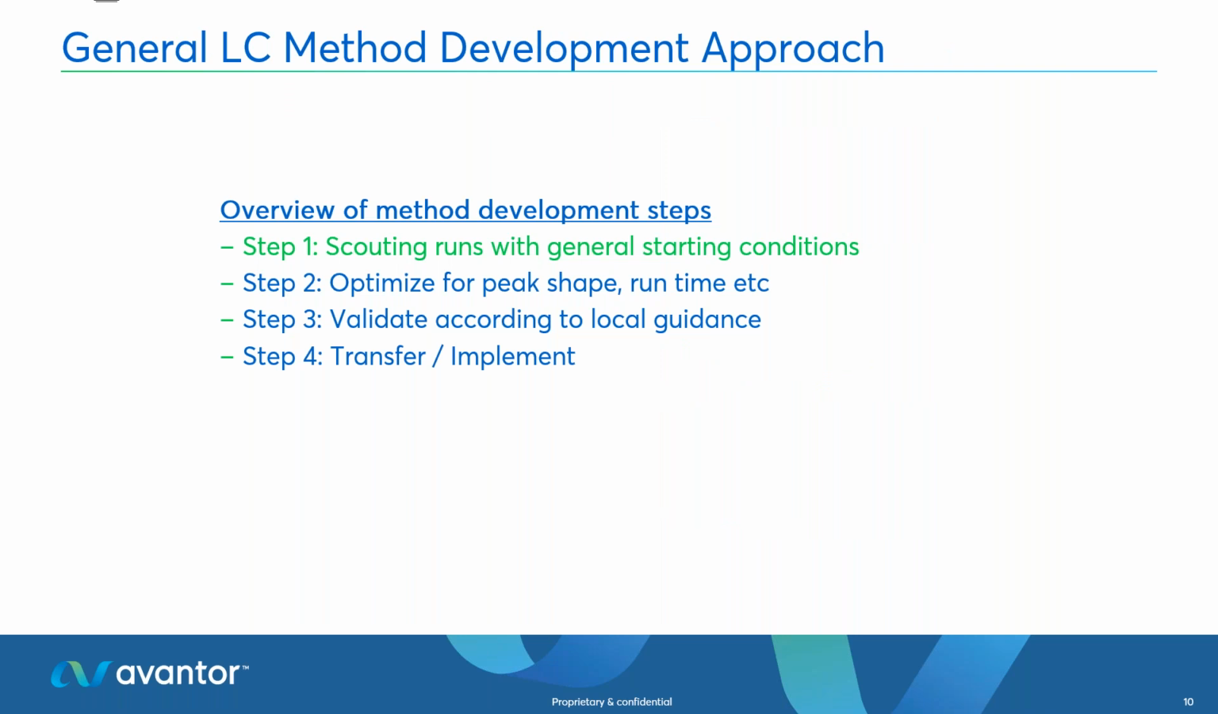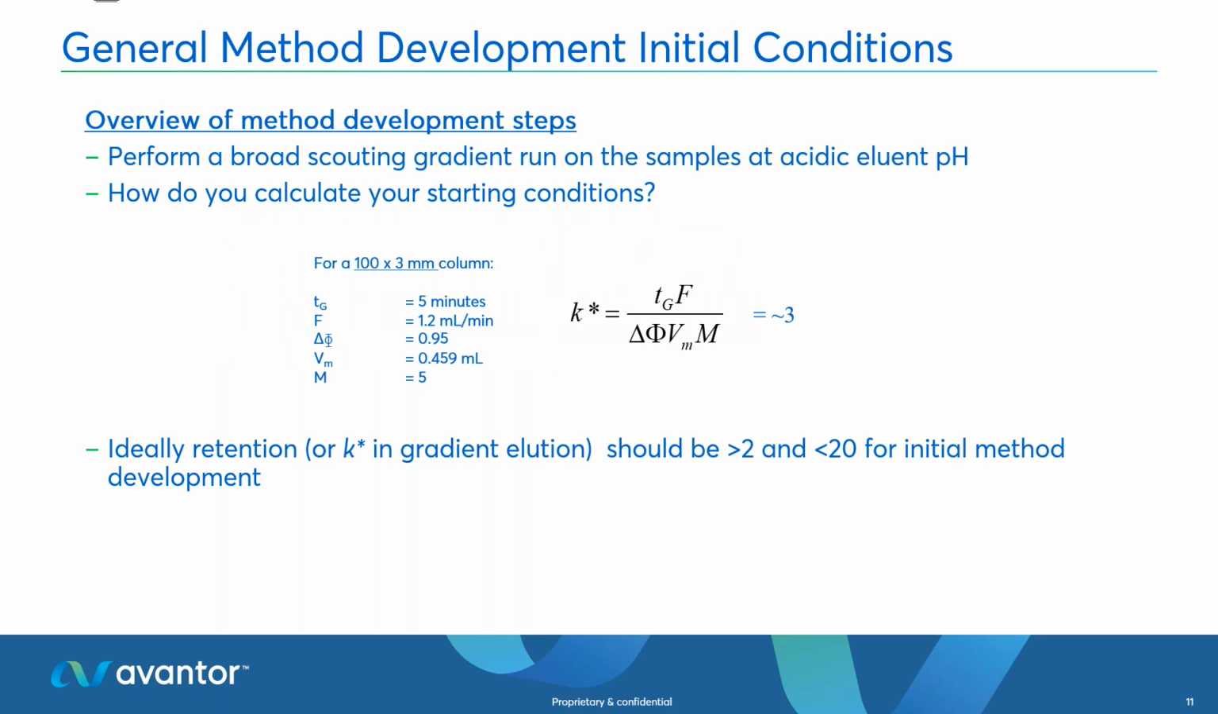So this is the general approach we take. We do our scouting runs before we optimize, validate, transfer, and implement. And again, I get asked what starting conditions we should use. We've developed these based on chromatographic theory and then put it into practice to prove that it works. Ideally, we want good retention of our analytes. You don't want them coming out too early near that solvent front. We say between 2 and 20. I'd really like to say between 2 and 10. 10 is still a bit excessive in some cases.